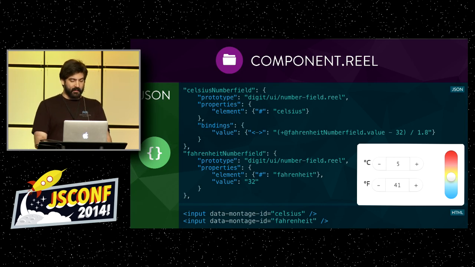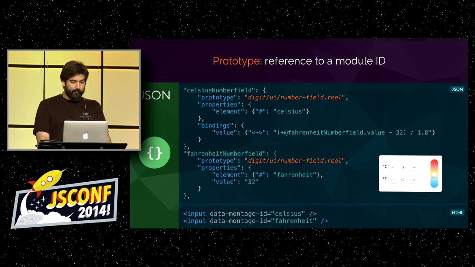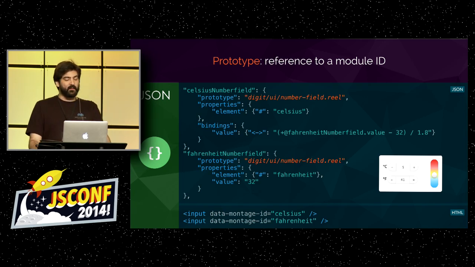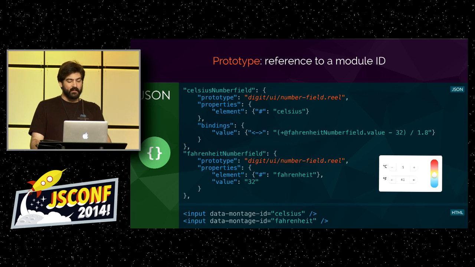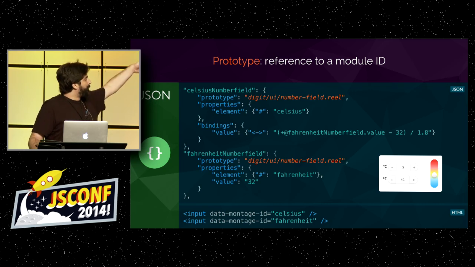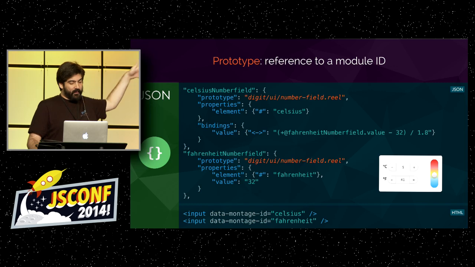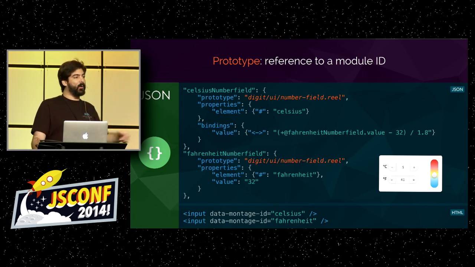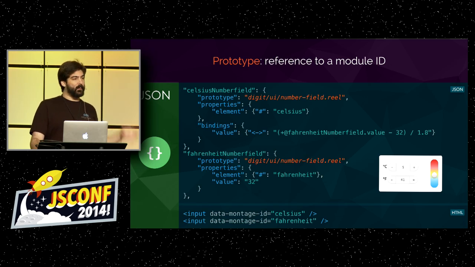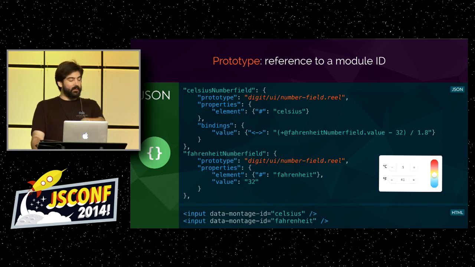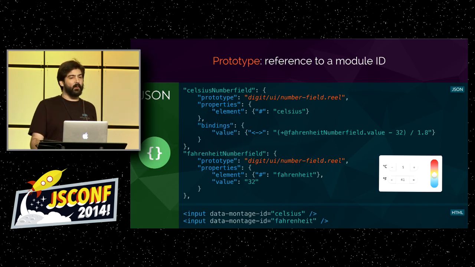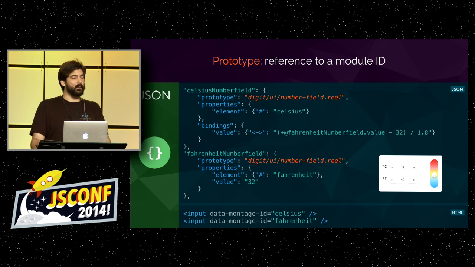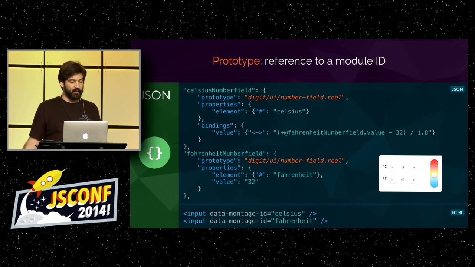So the component declaration, we have several elements here. You can see that prototype field that I've highlighted. That basically is a reference to the module that we're using to instantiate the object. So each of those top level blocks there, like the Celsius number field block, the Fahrenheit number field block, those are objects. And the prototype is the component that we're going to instantiate when we're creating those objects. And in this case, you can see the .real extension. You can see that it is a component, but it could also be an object. We're using CommonJS module loading, so you can load conventional objects in there too.